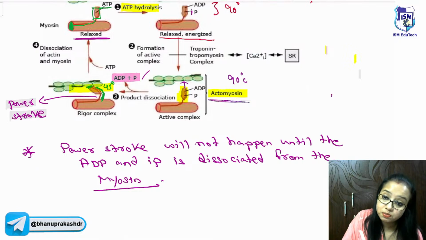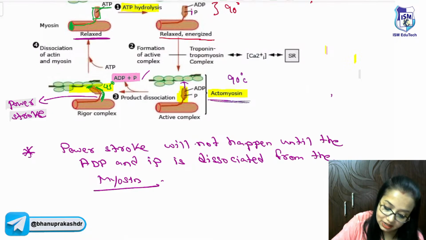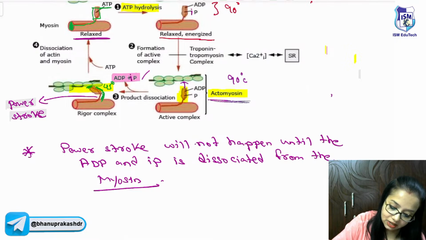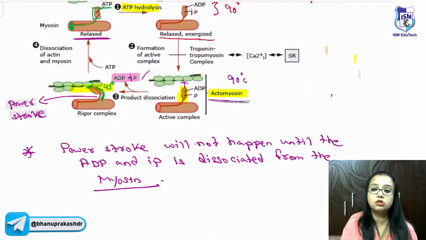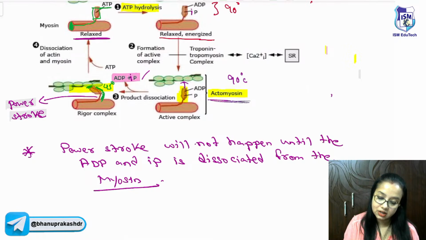But just before the power stroke, what important event happens? The ADP and the inorganic phosphate, both of them get dissociated, and move away from the myosin head, because only when they are dissociated can the power stroke be completed fully.